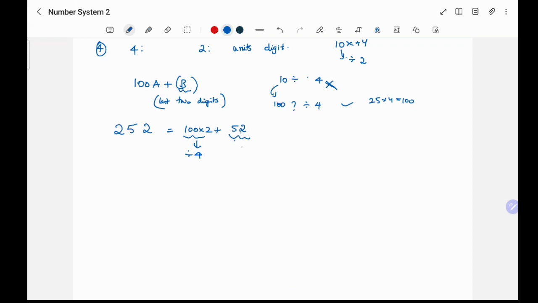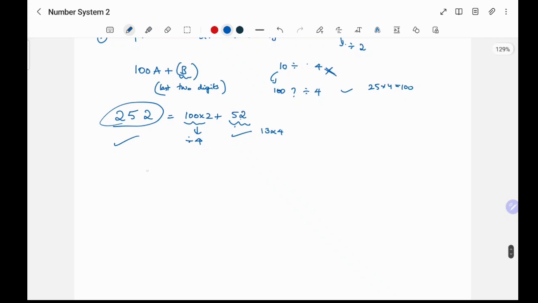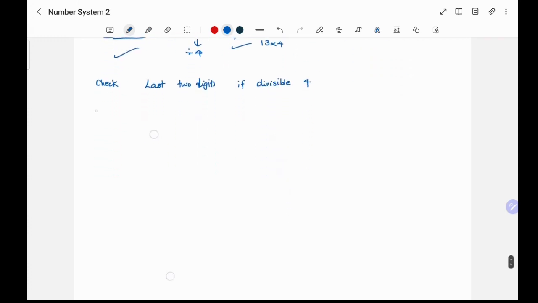In this case, 52 is nothing but 13 into 4. So hence it is divisible by 4. So this number 252 itself is divisible by 4. So for 4, check if the last 2 digits are divisible by 4. It is good enough. Okay.